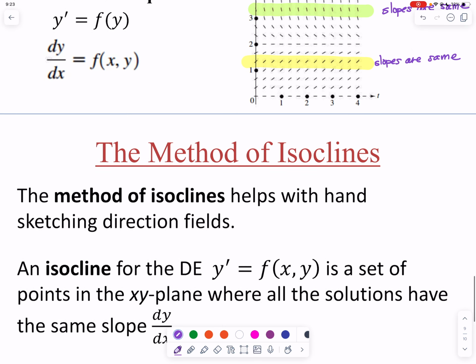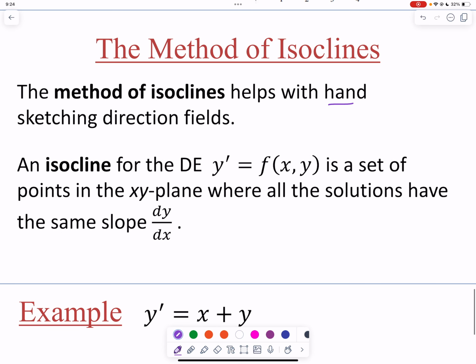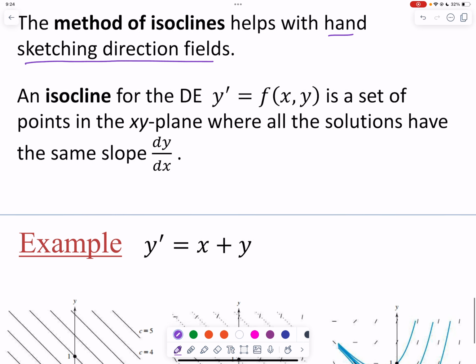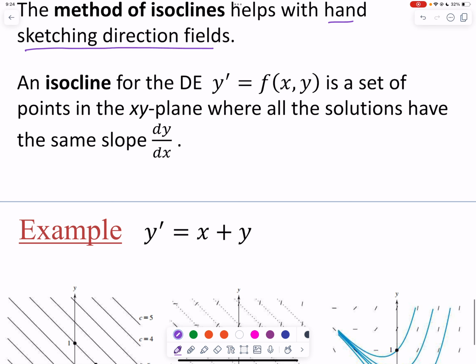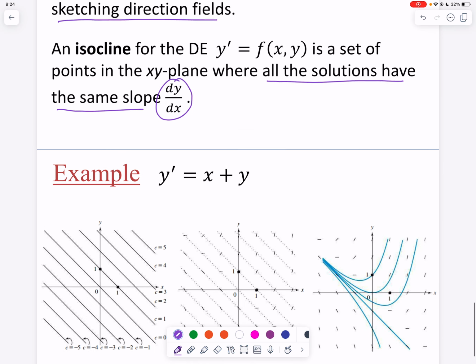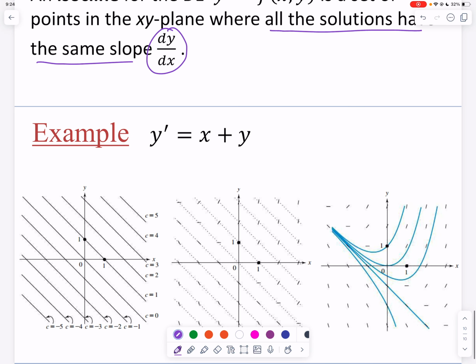So let's introduce this method of isoclines. Basically this will help with our hand sketching of direction fields. An isocline for a differential equation is a set of points in the xy plane where all of the solutions have the same slope dy/dx. So let's just jump right into an example. Our first example is dy/dx is equal to x plus y.